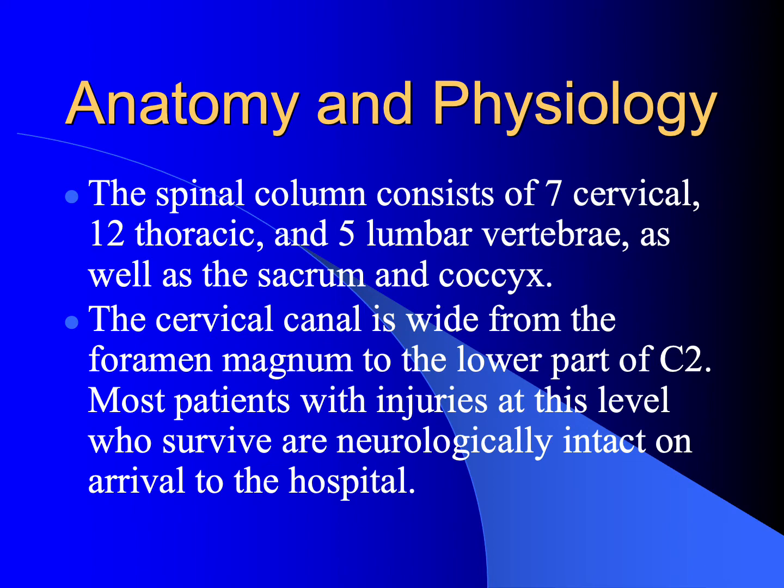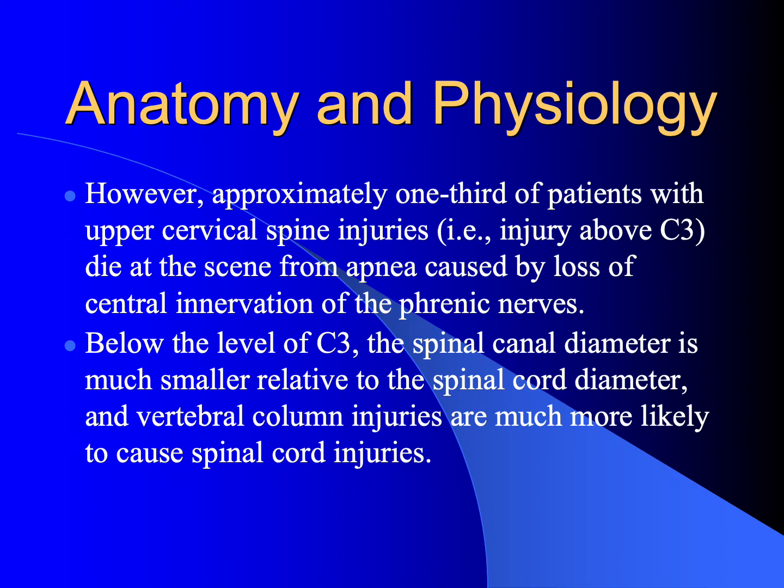Cervical canal is wide over C1 and C2, so it is not common to associate with spinal cord injury compared to other regions. Most patients with injury over C1 and C2 are neurologically intact upon arrival to hospital. However, for patients with upper cervical injury, especially C3 and above, there's risk of phrenic nerve paralysis and subsequently results in respiratory depression and apneic episodes. 1/3 of trauma patients with upper cervical injury pass away at the scene due to apnea. For C3 and below, spinal canal is much smaller. Therefore, vertebral injury over this region are more likely to cause spinal cord injury.